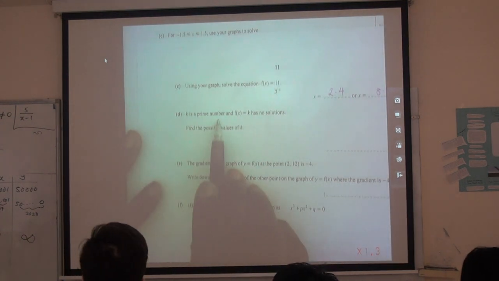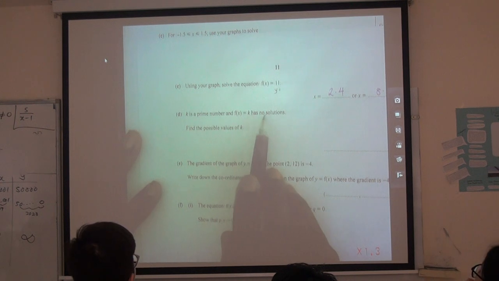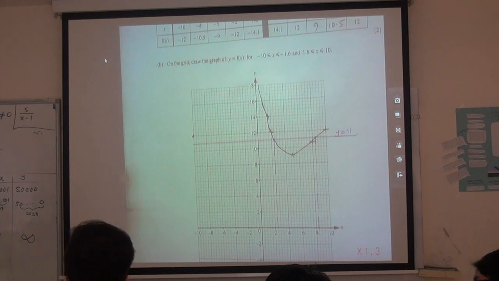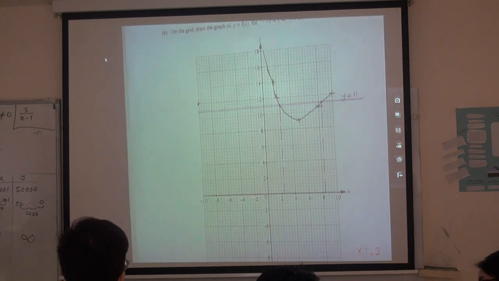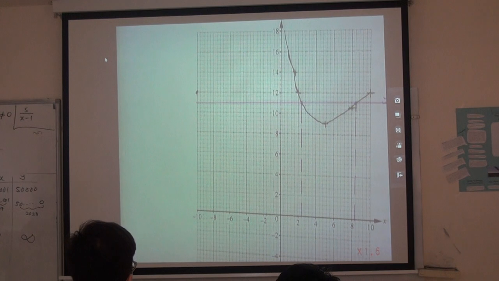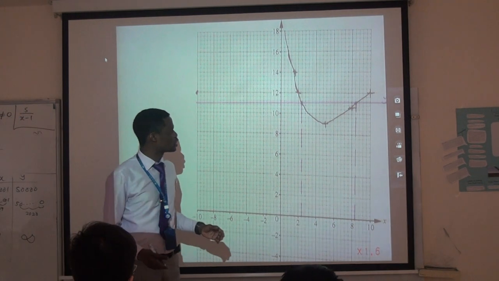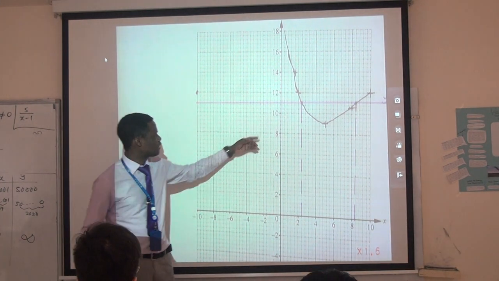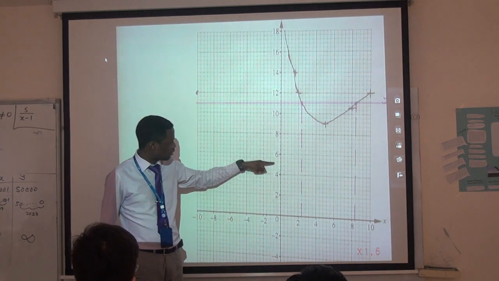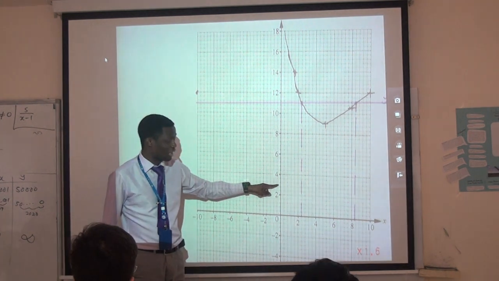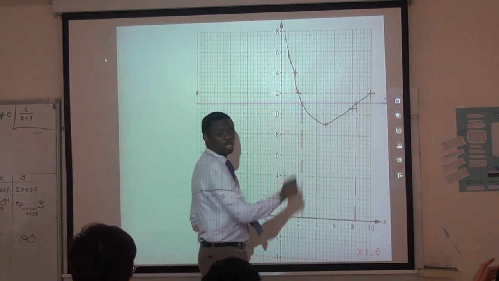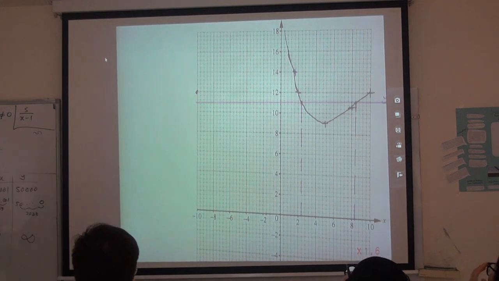Now look at this. K is a prime number. F of x equals k has no solution. What are they talking about? 7. 7 or 3. Is there only one answer? No. How many answers? You could have 7, 5, 3, and 2. Because if you draw the line, it will never touch. Has no solution means it doesn't touch it.